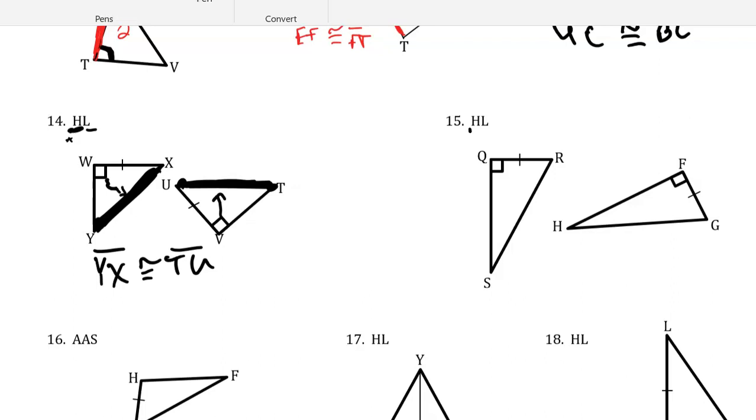We have to know, first, it's got to be a right triangle. We have that here. We have that here. They are right angles. The hypotenuses must be congruent. So the side opposite of the right angle is your hypotenuse. This side here would have to be congruent to this side here. So I would say SR would need to be congruent to HG.